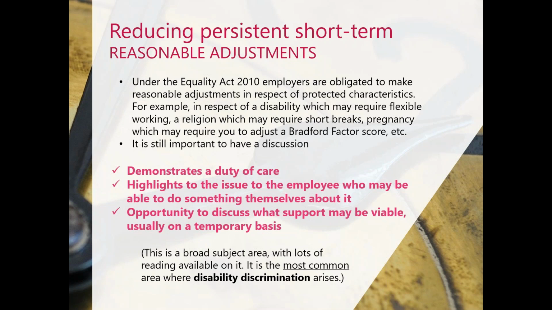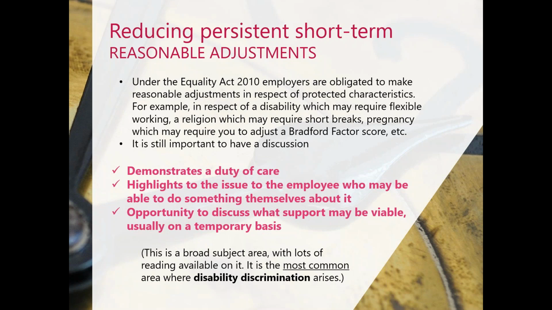So, for example, in respect of a disability, this might require some flexible working, particularly if any symptoms were flaring on a temporary basis. A religion might require more frequent short breaks on particular days or particular times of the year. Somebody who is pregnant might require you to adjust a Bradford Factor score, as I've said previously, and so on. These are all examples of potentially reasonable adjustments that you might make in respect of somebody who has a protected characteristic, who is struggling to meet whatever you expect of your other employees because of the characteristic they have.